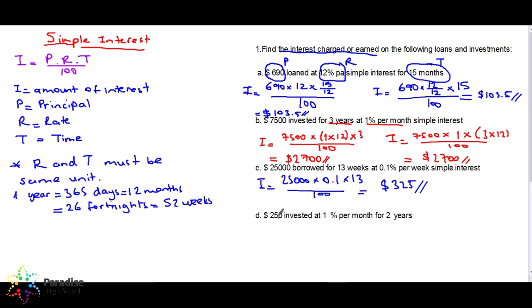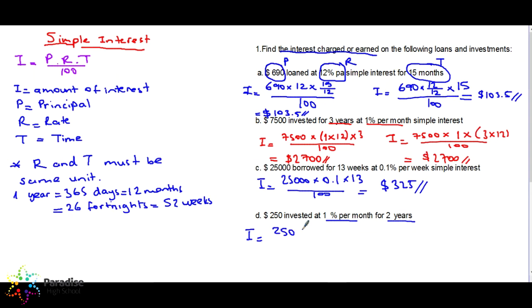Number D, $250 invested at 1% per month for 2 years. So it is different. I have to convert one into another. It doesn't matter which one. Let's convert the rate into years, or the years into months. Which one do you like more? It doesn't really matter for me. I is equal to. Let's convert month into year.